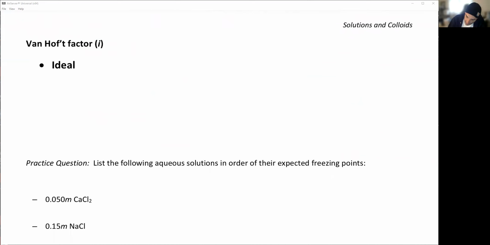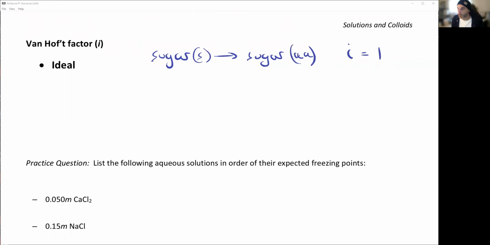So there's an ideal Van Hoff factor. If I have sugar in the solid form and I turn it into aqueous, so I dissolve it in water, the I for sugar is equal to 1. Every single sugar molecule is going to dissolve in solution.